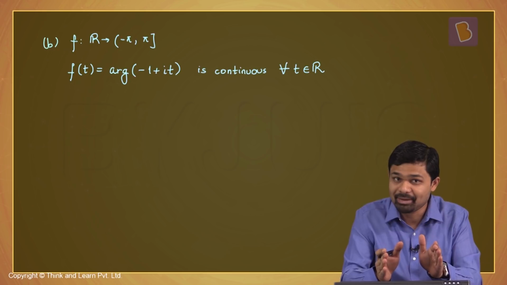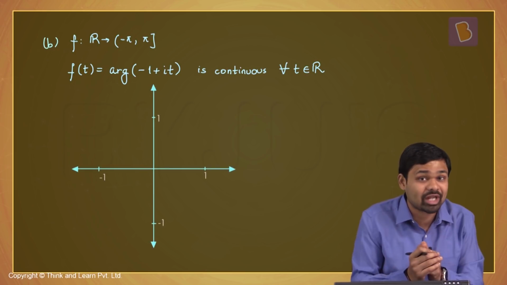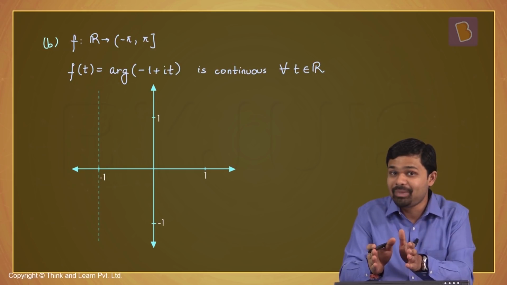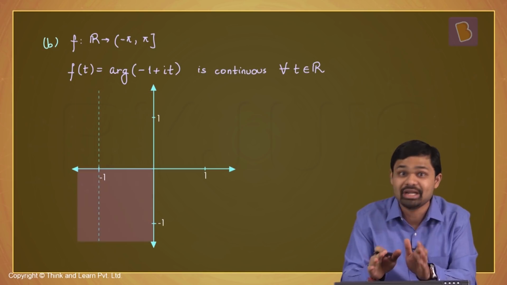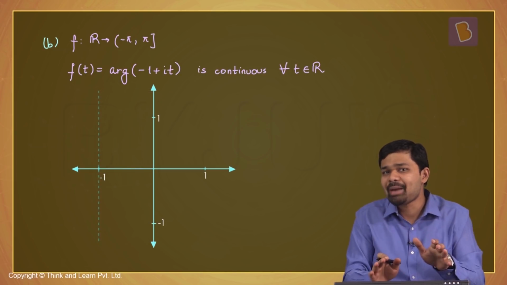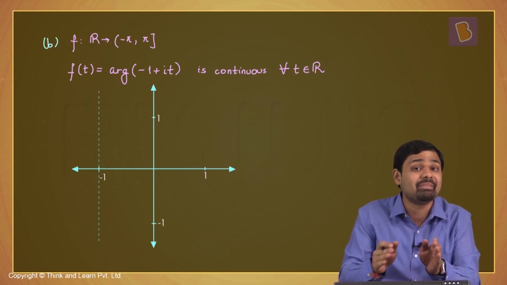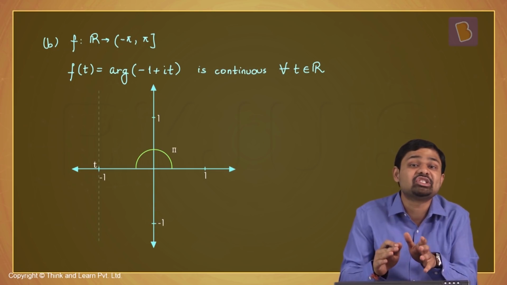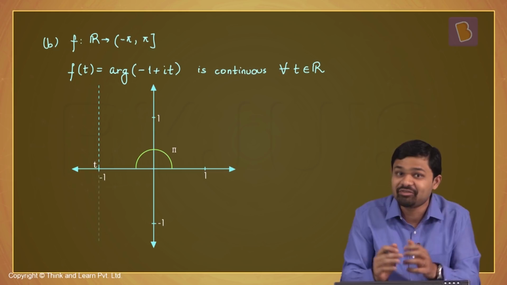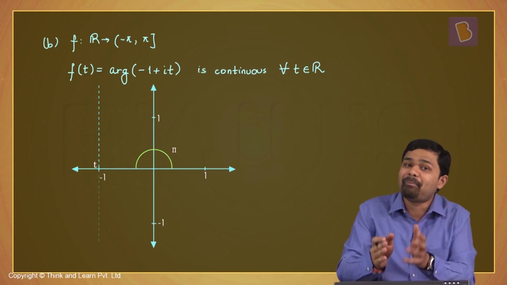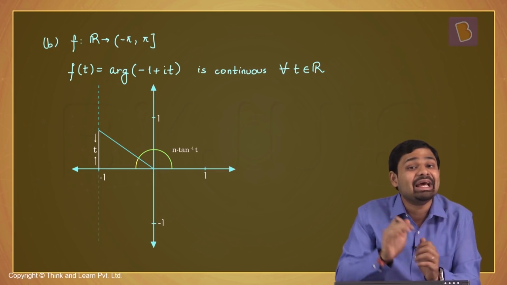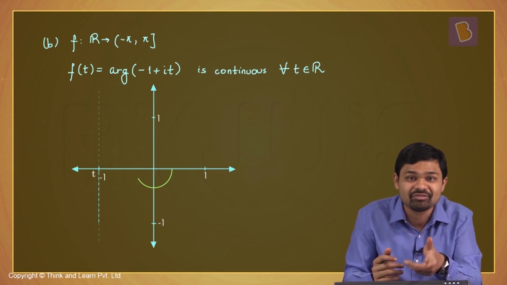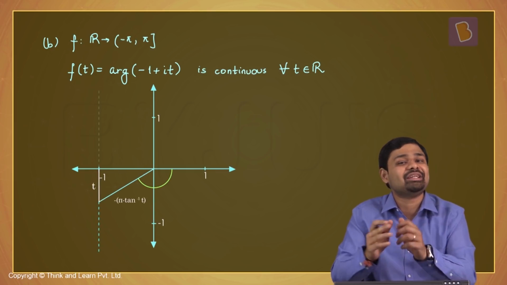Now, what's the complex number? The complex number is negative 1 plus iota t, which means that the real part of the complex number is always negative. So this complex number is going to lie in the second quadrant or the third quadrant, depending on the sign of t. Now, what happens if t is 0? If t is 0, this complex number is minus 1. So the argument is going to be pi. What happens if t is slightly positive? If t is slightly positive, the argument is going to be pi minus whatever that angle is in the second quadrant. What happens if t is slightly negative? If t is slightly negative, the argument is going to be negative of pi minus that angle.